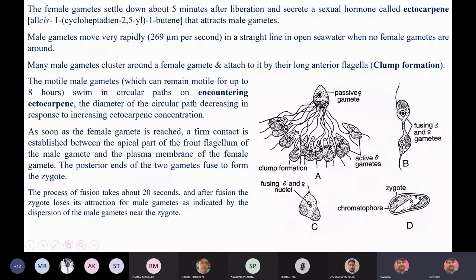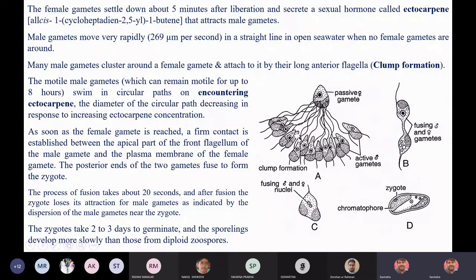Once one of these gametes gets fused, the zygote will stop the production of ectocarpin. Then the rest of the male gametes will detach themselves from the female gamete, and it will germinate within 2 to 3 days.